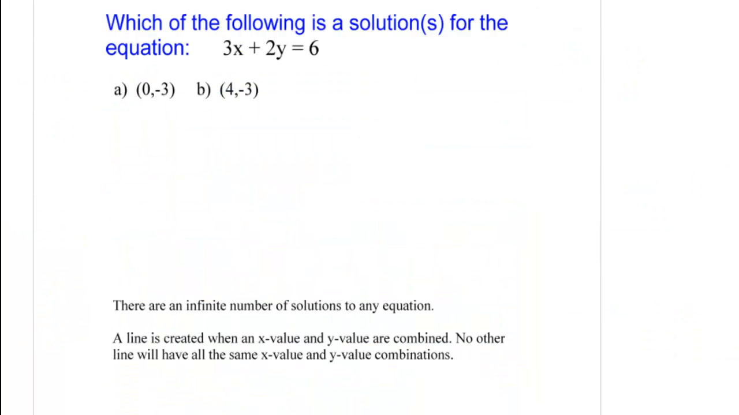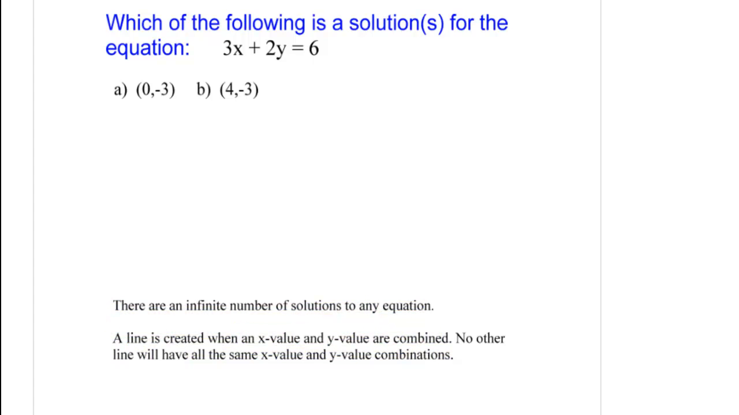So try this problem by figuring out if A or B or both of those ordered pairs will make this a true statement. If they do make it a true statement, whichever ones do, then those are solutions. Remember, there are an infinite number of solutions on a line, right? A line has an infinite number of points on it. And the line is created when an x value and a y value are combined. No other line will have all the same x value, y value combinations. That's what makes the lines unique.